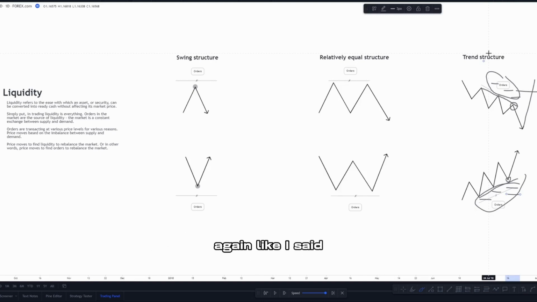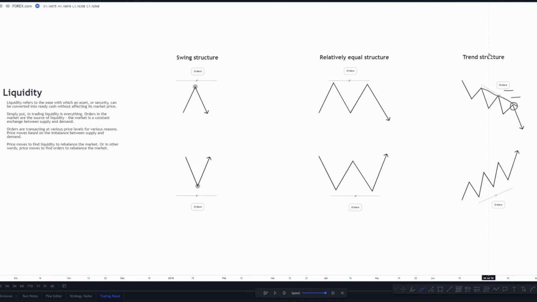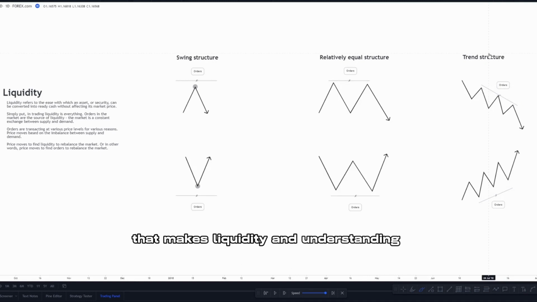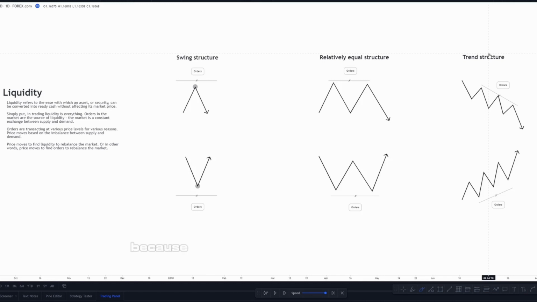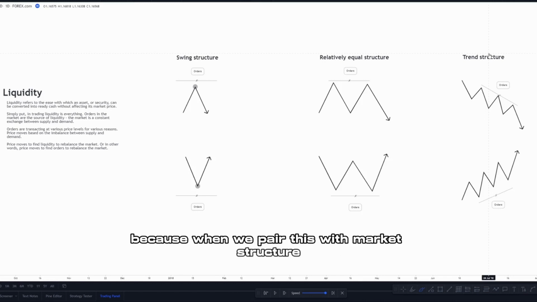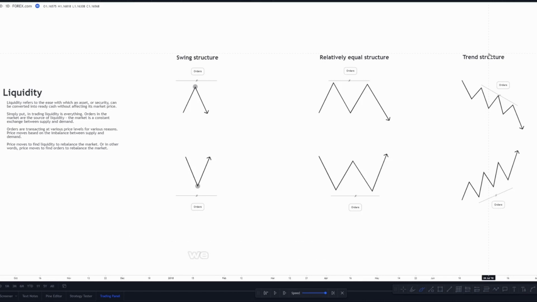Again, like I said, I wanted to repeat myself, and I said I would repeat myself several times, because it's this basic concept that makes liquidity and understanding liquidity incredibly powerful. Because when we pair this with market structure, when we pair this with supply and demand, we have a full sense of understanding of what's happening on the charts, because we know we are trading supply and demand. We are looking for the imbalances between supply and demand. We also know that we use market structure as our basis of understanding trend and where price is likely to go. We pair that with supply and demand.